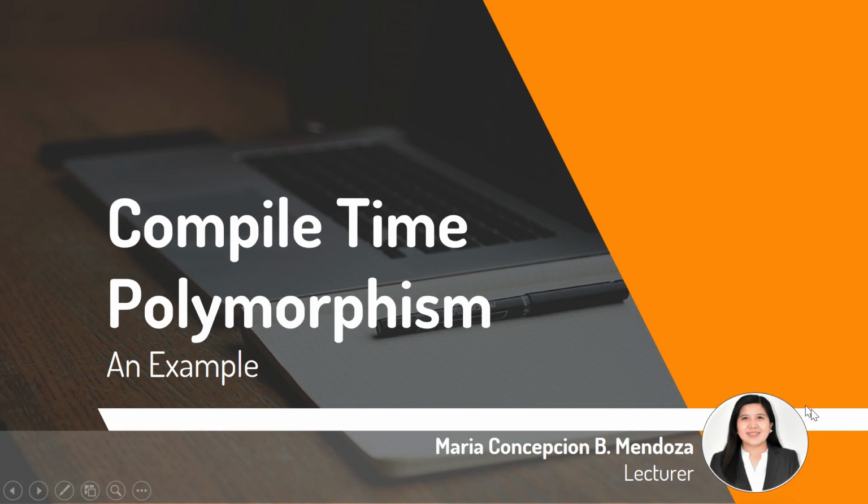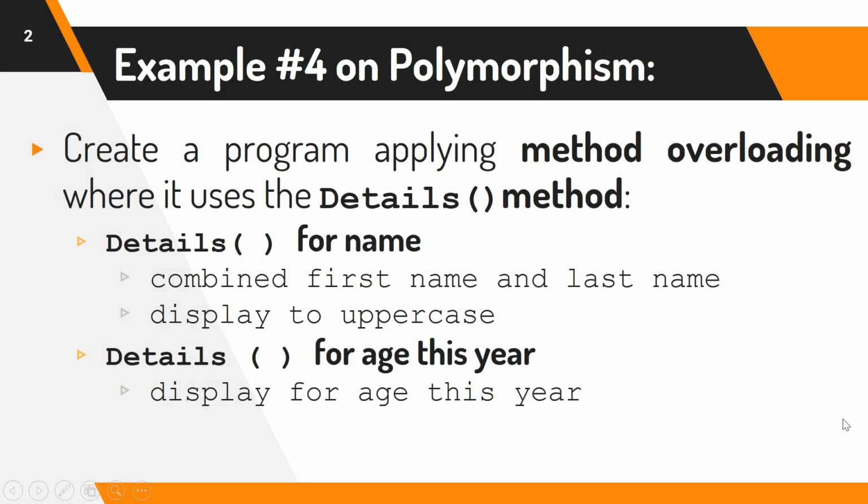Here is another example of compile-time polymorphism, or method overloading. We'll create a program applying method overloading where it uses the details method. The first details method is for the name. We'll combine the entered first name and last name and display it in uppercase. The other details method displays the age this year. Okay, so let's try to code this one.